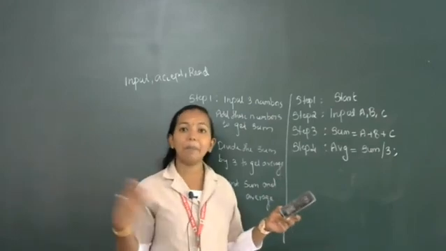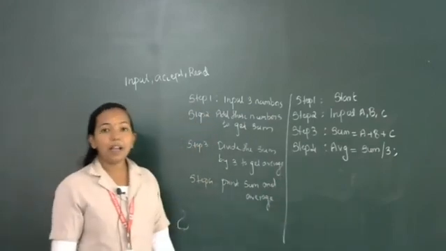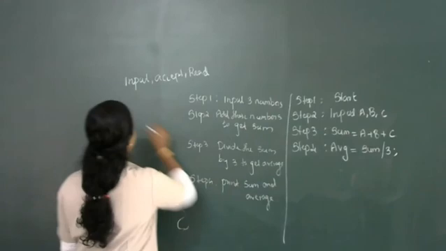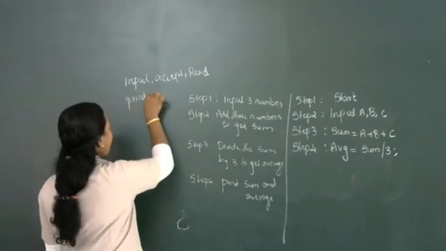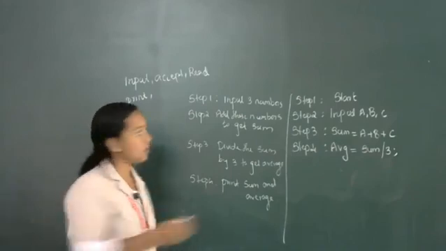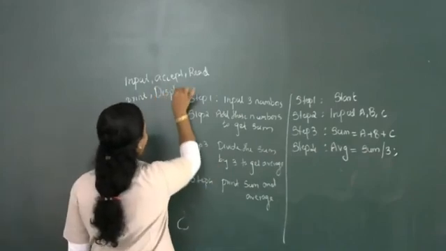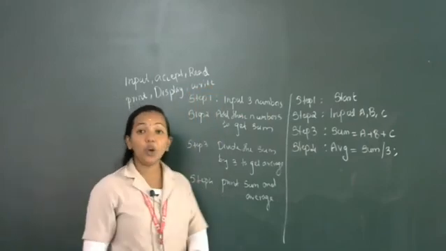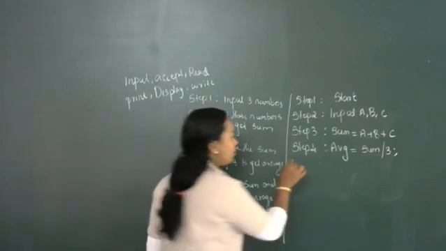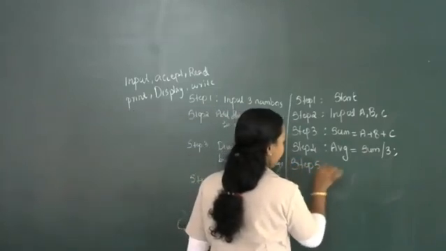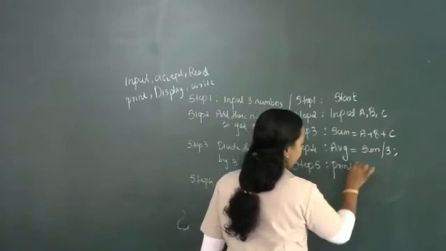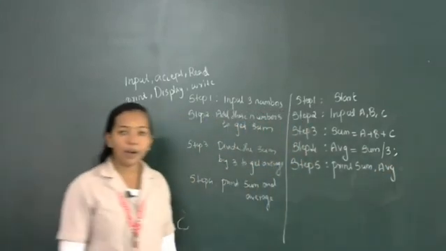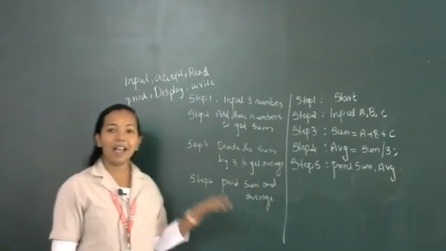So what will be the next step? You want to print sum and average. Printing sum and average belongs to the output statement. For output statements, we use instructions like print, then the second one is display, and the third one is write. We can make use of any of these instructions. So here I am going to use step 5, print sum, comma, AVG. That means we are printing the sum and average.